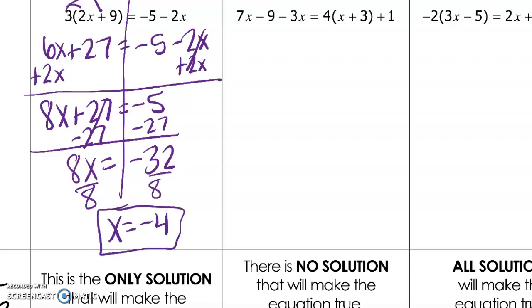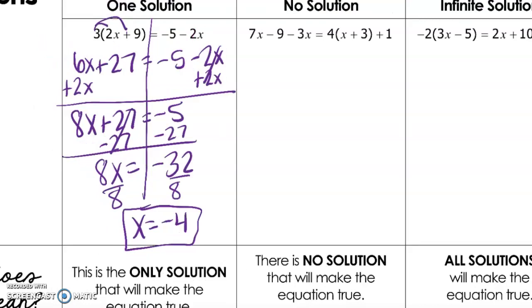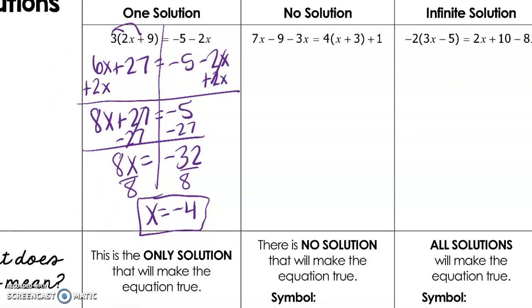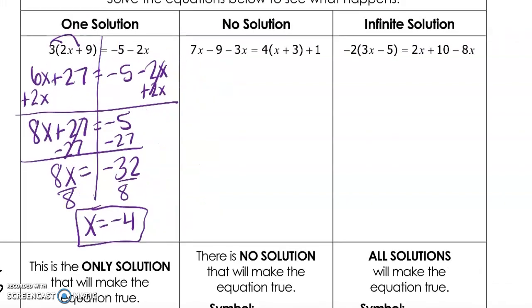You'll plug it in on the left-hand side, 3 parentheses, 2 times -4 plus 9 parentheses should give you 3. Then you would have to do it on the right-hand side to make sure you get 3 also. -5 minus 2 times -4 would give you +3. So there's your solution, the only number that you could plug in to make your equation true. Okay, so that's what we've been doing all along.